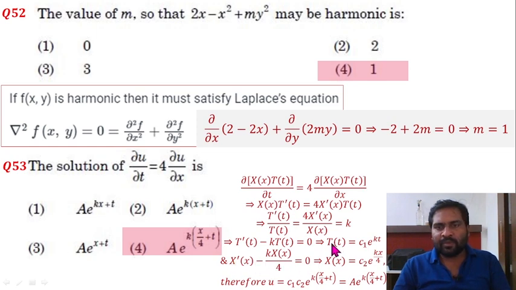This will give the solution T equal to c1 e raised to power kt, X equal to c2 e raised to power kx by 4. Therefore u equal to the multiplication of capital X and capital T, equal to c1 c2 e raised to power k(x by 4 plus t). It is some constant, so A e raised to power k(x by 4 plus t). Option 4 is correct here.